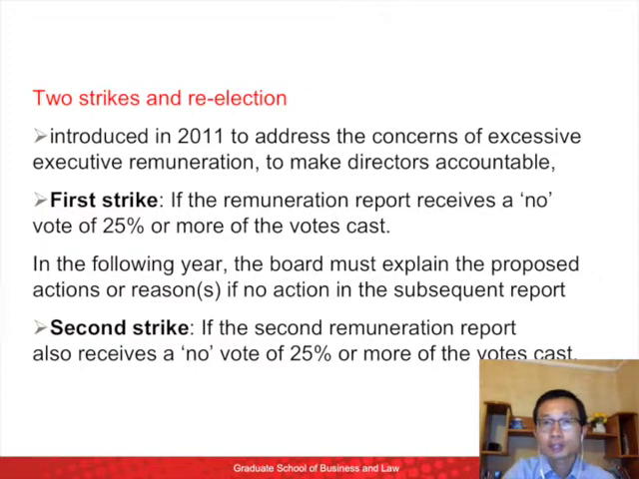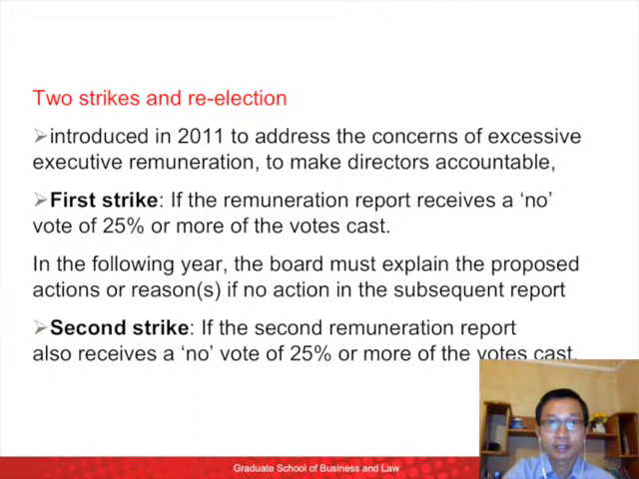The two-strikes law was introduced to address the concerns about the excessive executive remunerations between the 1990s and 2007. It's designed to hold directors accountable for executive salaries and bonuses. Under this mechanism, if shareholders disagree with the executive's remuneration, the entire board of the company may face re-election.